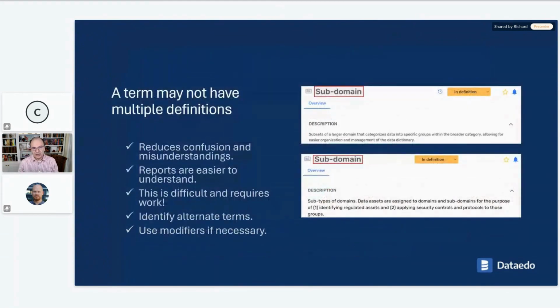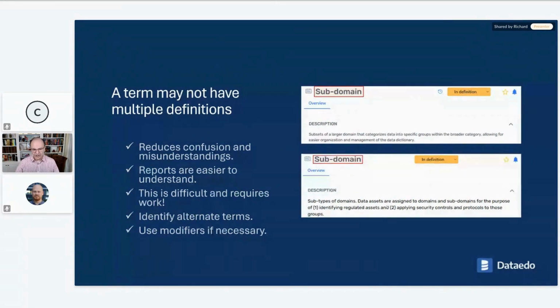And another situation here is where you may have, the best practice is you may not have a term with multiple definitions. So our example here, we have 2 entries for the term subdomain. And I'm not going to read these definitions, but they are very different definitions. And it leads to confusion and misunderstandings. If someone says subdomain, depending on where that person is and their mindset, they're going to go to one of these definitions, and they may completely misunderstand what the other person was trying to say.